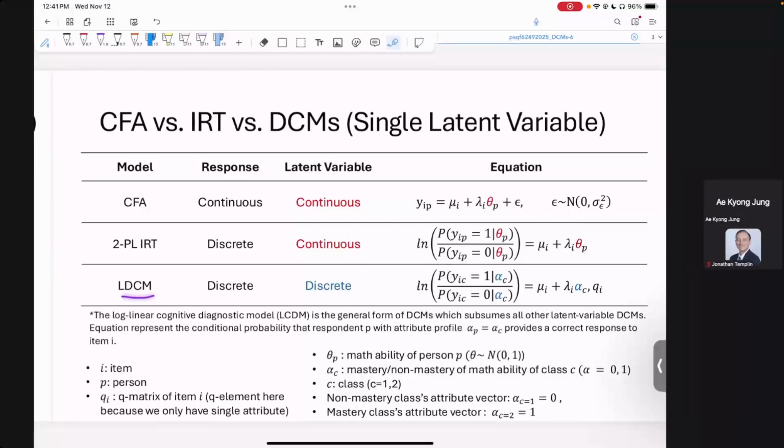And the LCDM, which is the log-linear cognitive diagnostic model, one type of DCM model, we use the logit function because the responses are discrete. And also we represent the latent variable as alpha because it's discrete. So it looks different from the theta here.